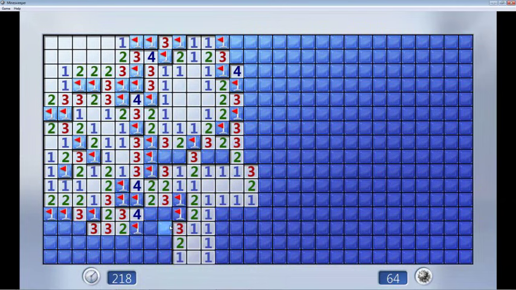There's a mine over here because if we look at this 2 over here, there's 2 mines among these 3 cells, and there's only 1 mine among these 2 cells, so the second mine for this 2 is here.